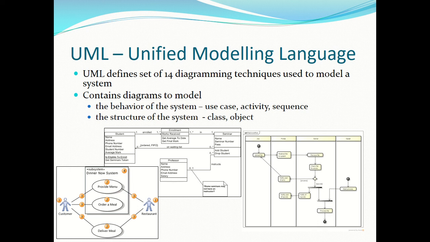This language has a number of diagrams. For the behavior, we use, for example, use case, activity diagram, and sequence diagram. For the structure of the system, we use system organization, class diagram, object diagram, and so on. I know probably you've never heard about this, but we'll practice this in the next chapter. So this is just a small introduction to what's coming. We call it UML. Remember that we will use this to design the system.